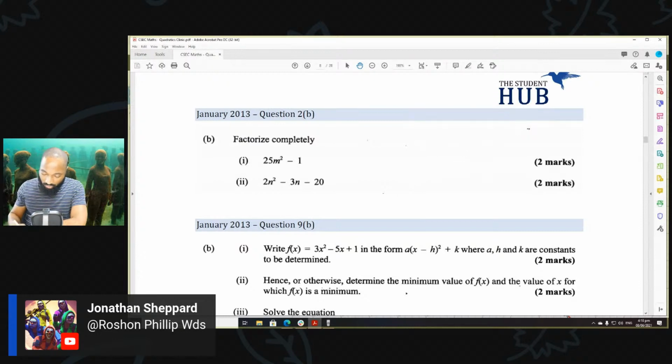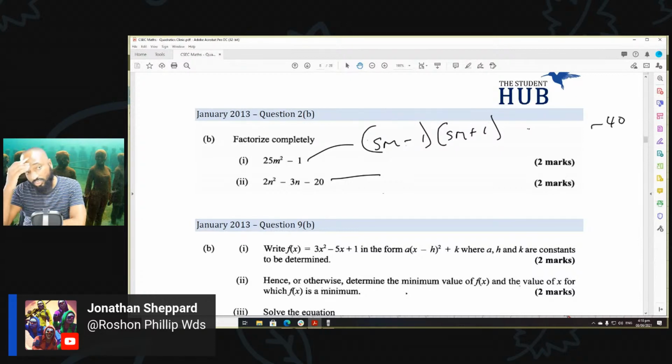Factorize completely. So more free marks. Let me just stick on this one again. And this one we'll have the 2 by the negative, giving you negative 40. So we get two numbers that multiply to give you that. So I'm seeing 8 and 5 already, right? Negative 8, negative 5. So this will be like 2n squared minus 8n plus 5n minus 20.